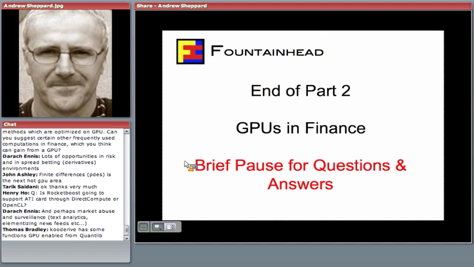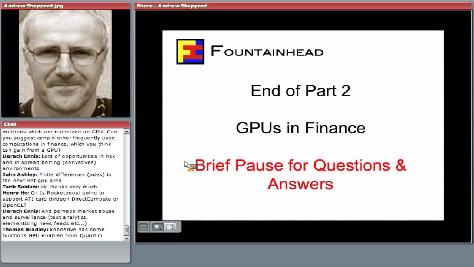And then I'm going to mangle this name. It's Mayank. Asked, we've heard Monte Carlo option pricing and other option pricing methods that are optimized on GPU. Can you mention other frequently used computations in finance that you think can gain from the GPU? Lattice methods, general numericals, PDE solvers, anything that's computation intensive and can be made parallel. So lattice techniques are another area. As I say, PDE, partial differential equation solvers. Whenever you have a heavy-duty number crunching job, if it's in any way parallelizable, you're going to see usually some significant speed up if you move it to a GPU.